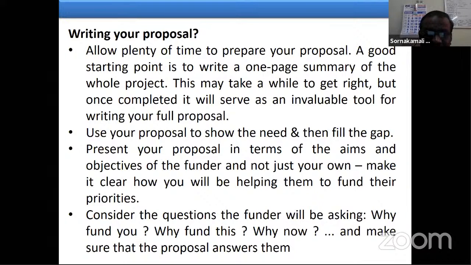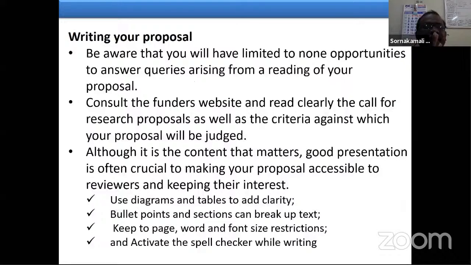So always you have to choose a proposal appropriate to the funding agency. Always keep this in mind. So this question: why fund you? Why fund this proposal? Why now? For all these questions, you must have an answer in your proposal. Most of the time, scientists have only limited opportunities to answer the queries raised by the funding agency.